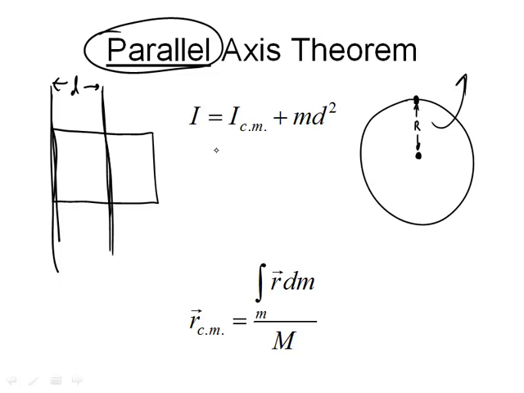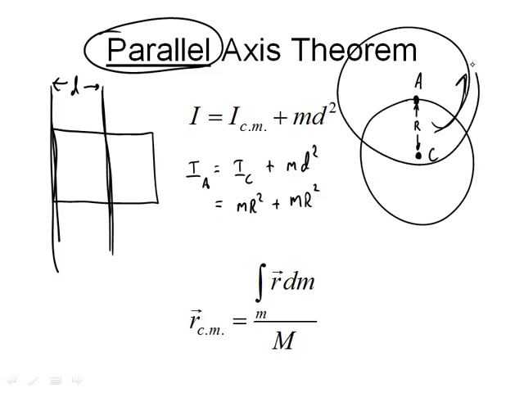Now we already know the moment of inertia about the center, which is C. Let's label this A. So I_A is equal to I_C plus MD squared. The moment of inertia about the center is mR squared. I did that earlier. And then the distance between C and A is R again, so plus mR squared. So the moment of inertia about A, if I want to take this ring and rotate it in this direction, is going to be equal to 2mR squared.